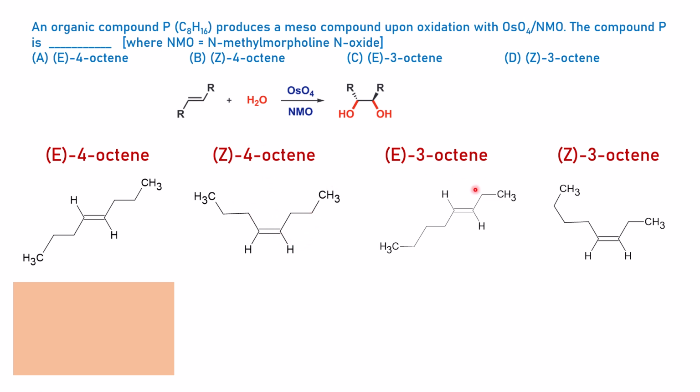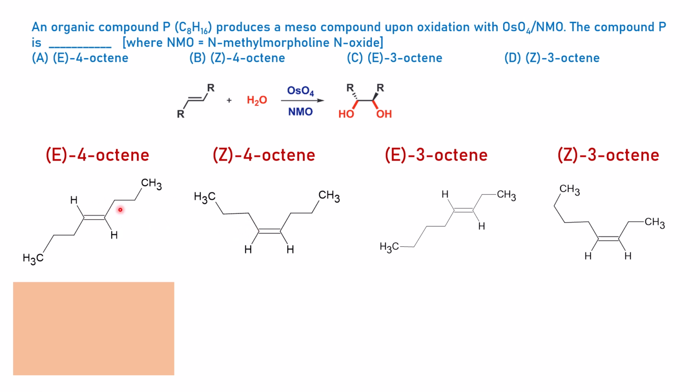Whereas when we talk about 3-octene, it is an unsymmetrical molecule. Because it's an unsymmetrical molecule, definitely there is no possibility of getting a meso compound, because we know in stereochemistry a meso compound is one which has a plane of symmetry which gives internal compensation. So when it is 3-octene, internal compensation is not possible. That is why we will ignore these two options. We will only look at option A and option B.